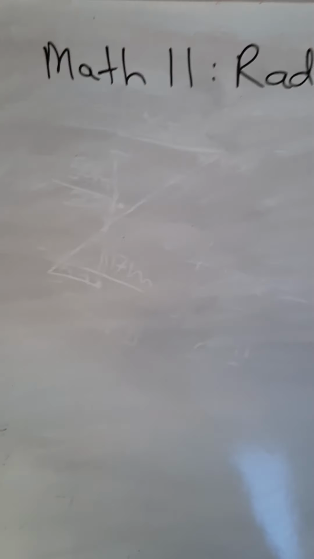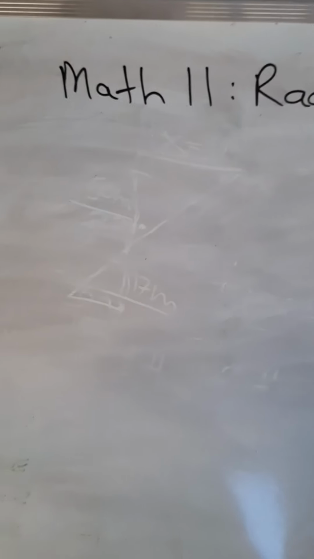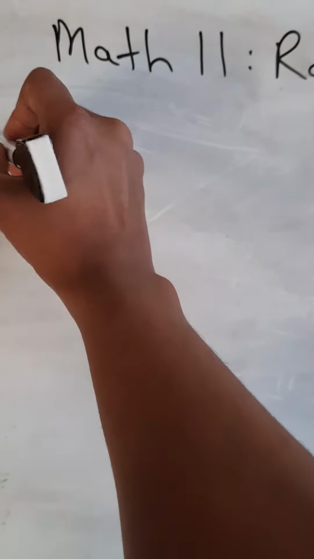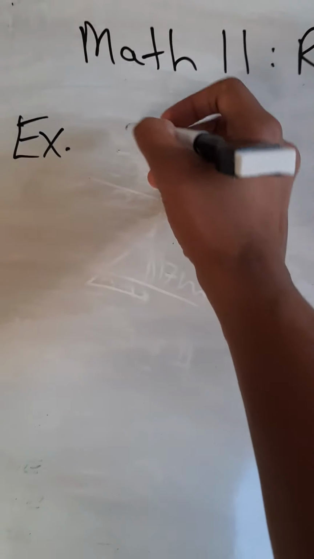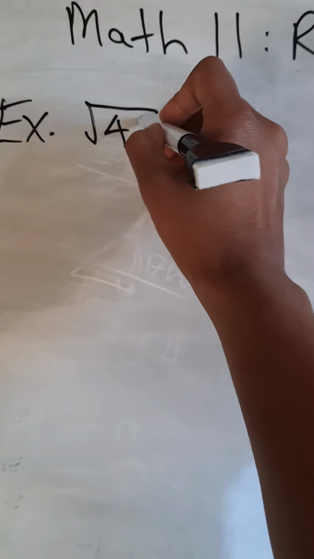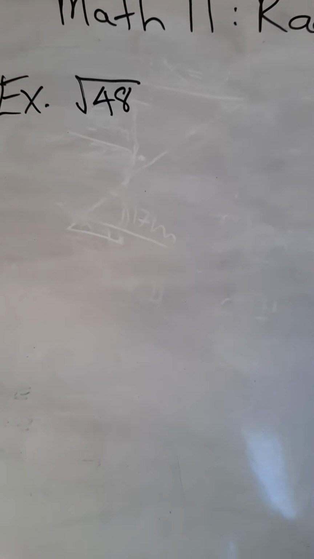So we are here at our whiteboard, and I have radicals written down. What we're going to do is try some of the questions from the textbook. Okay, so let's try an example here. Okay, so I have my example. Let's try the square root of 48. Okay, so now say I'm doing the square root of 48.